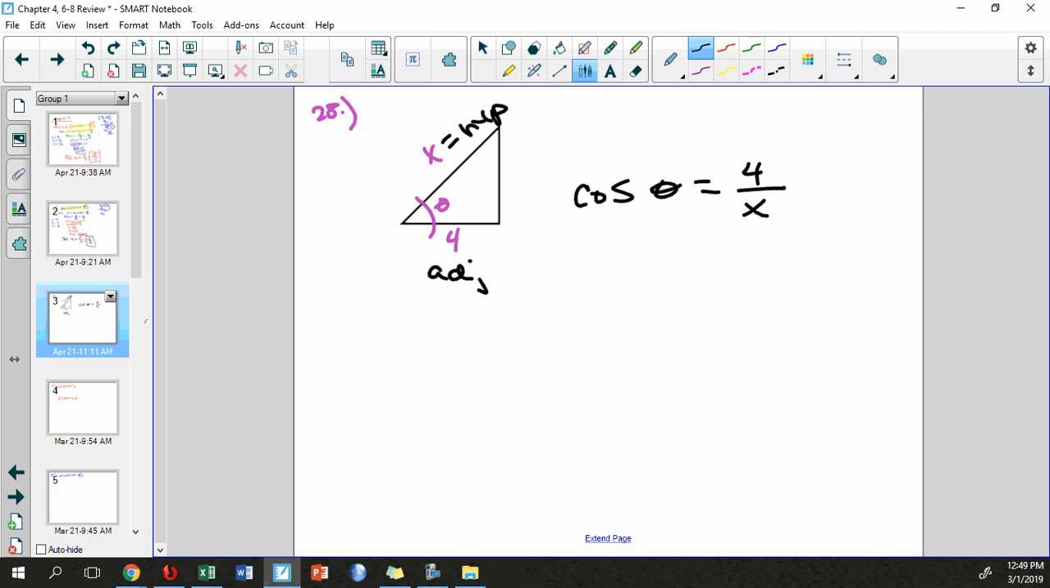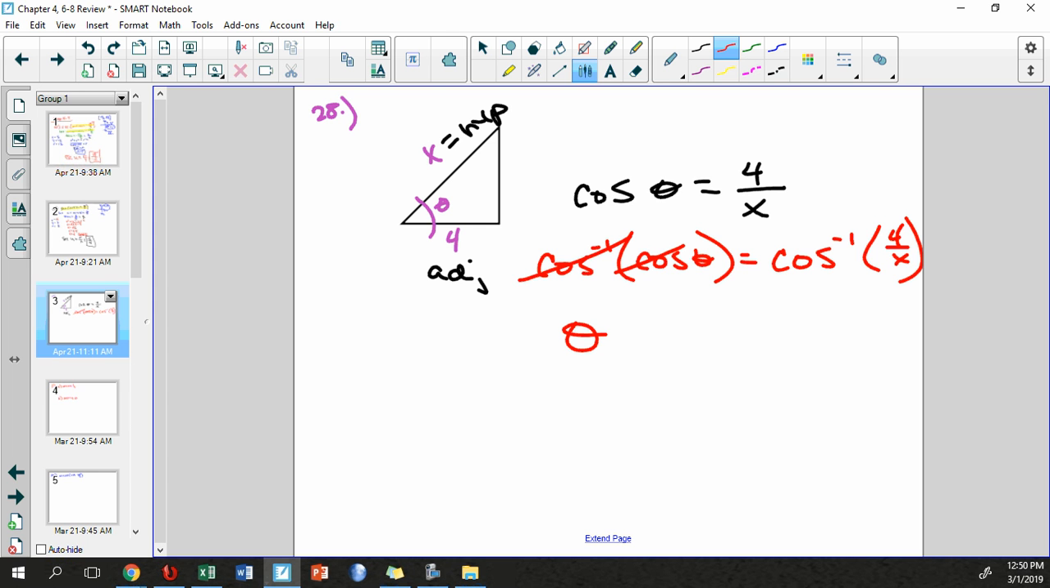Now, what did I say the directions were? To make this theta equals using an inverse trig function. Yes? So how do I get rid of the cosine if I'm solving for theta? Arc cosine of both sides. So I'm going to have the cosine inverse of the cosine of theta is equal to the cosine inverse of 4 over x. Cosine and cosine inverse cancel out, so theta is equal to the cosine inverse of 4 over x. Cosine inverse and arc cosine are essentially the same thing. Yes? Do we all understand that? You will have 2 problems like this on the test. Any questions?